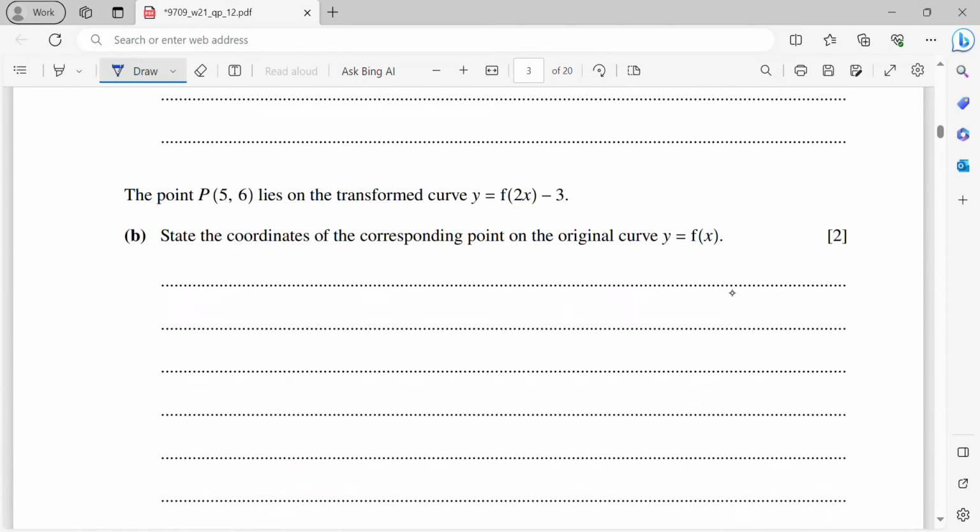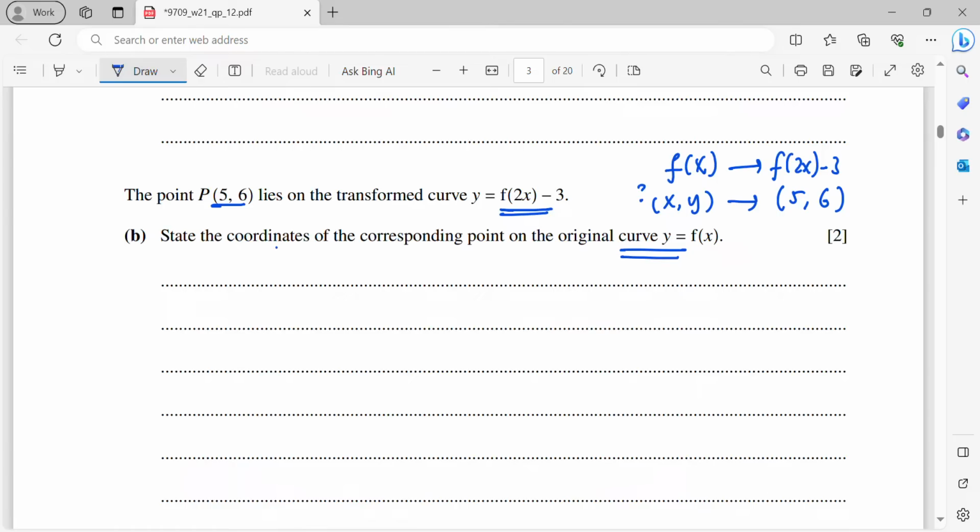Now, the point P with coordinates (5, 6) lies on the transformed graph y equals f(2x) minus 3. So state the coordinates of the corresponding point on the original graph. Basically, f(x) has been changed to f(2x) minus 3. Your new point is with coordinates (5, 6). Now you need to find what are the original coordinates.